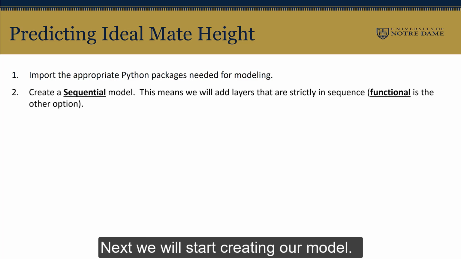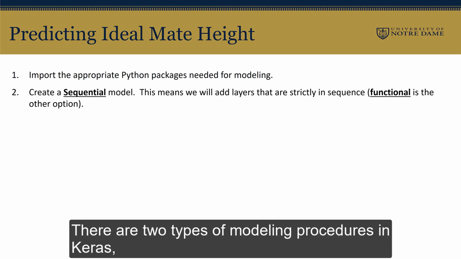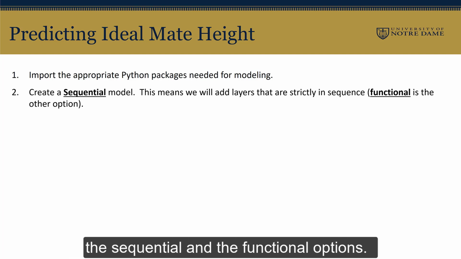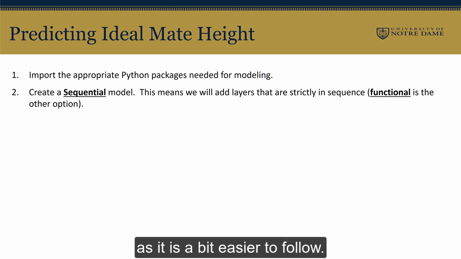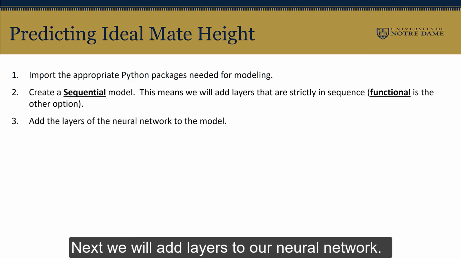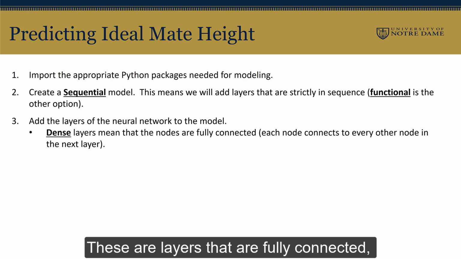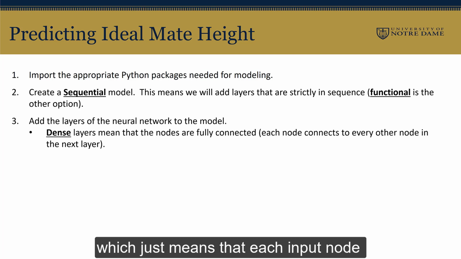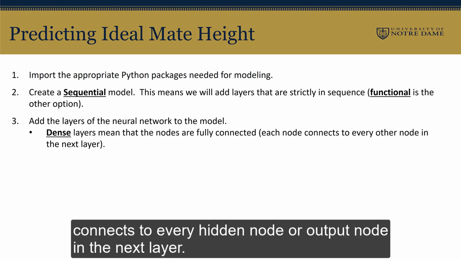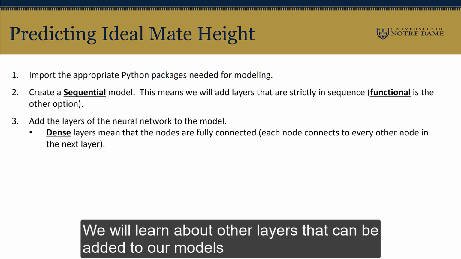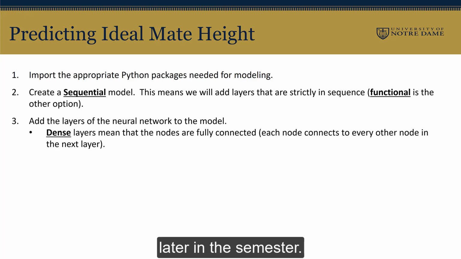Next, we will start creating our model. There are two types of modeling procedures in Keras, the sequential and the functional options. We will start with the sequential option as it is a bit easier to follow. Next, we will add layers to our neural network. In particular, we will start by adding dense layers. These are layers that are fully connected, which just means that each input node connects to every hidden node or output node in the next layer. We will learn about other layers that can be added to our models later in the semester.